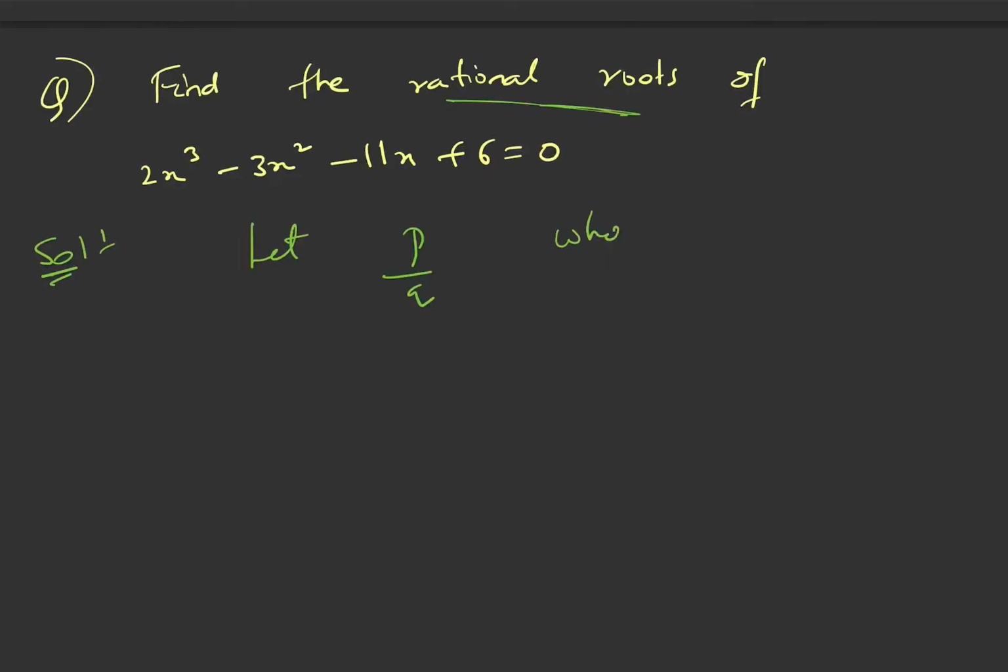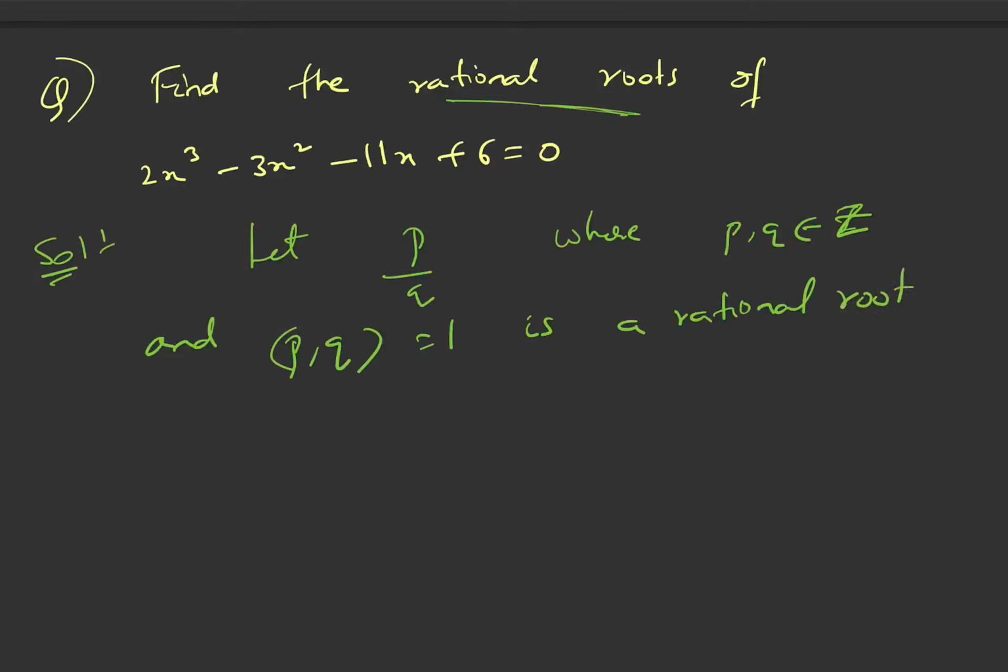So let p by q, where p, q are integers and the GCD of p, q is equal to 1, be a rational root, right? So if p by q is a rational root, this means what?